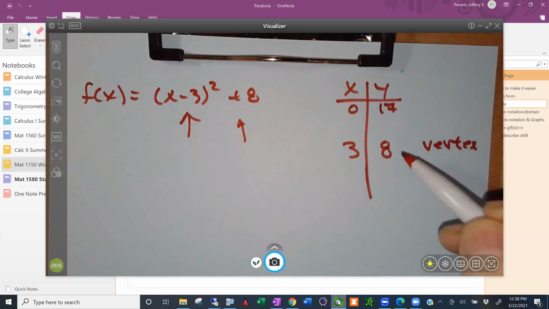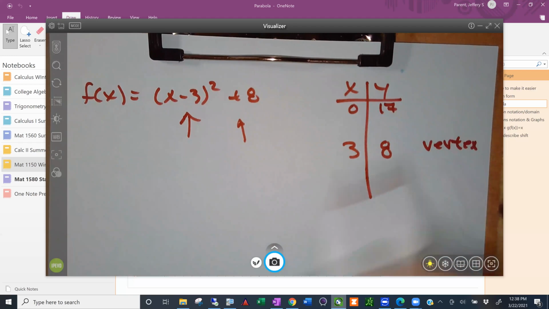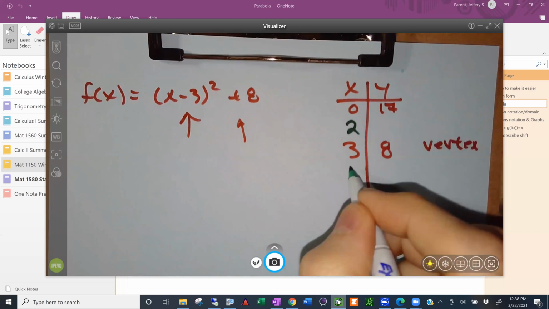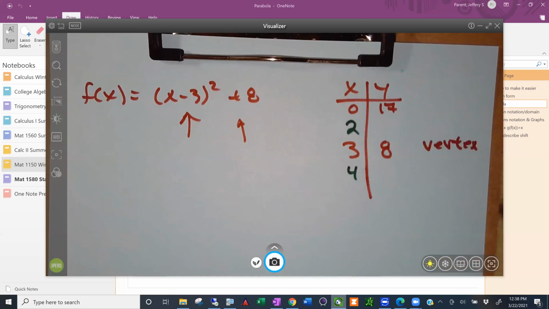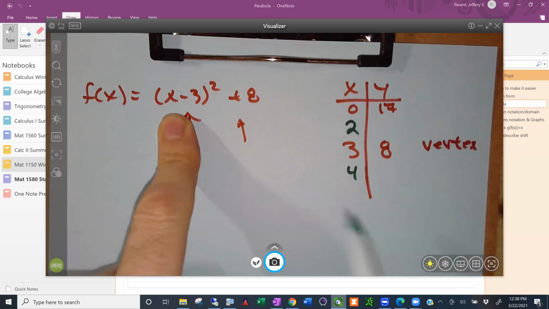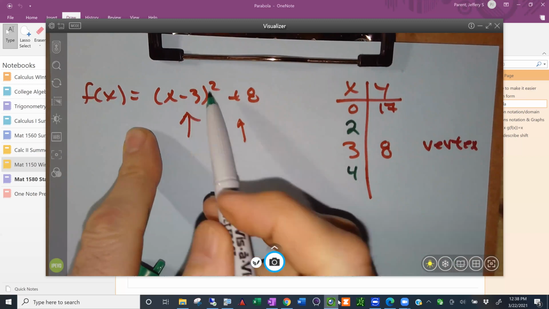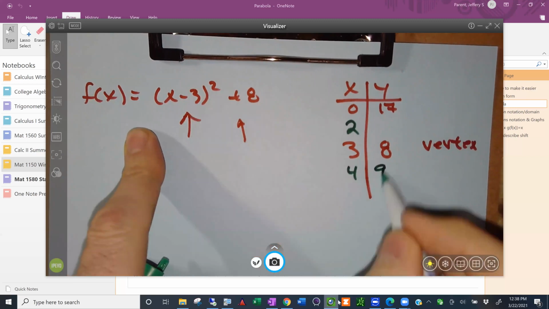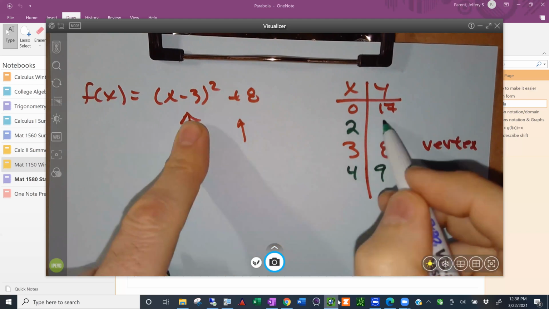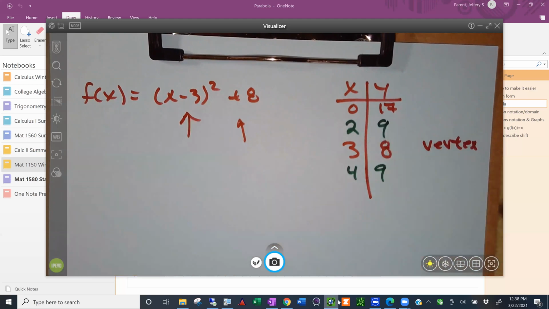to your vertex. And so there's two good choices. You could choose x equal 2 or x equal 4. Both of those are close to your vertex. The easier one would be 4. 4 minus 3 is 1. 1 squared is still 1. Plus 8 is 9. And if you plug in 2, you'll also get a 9. So plot 2 points. I think that's all you need to graph these things in WebAssign.